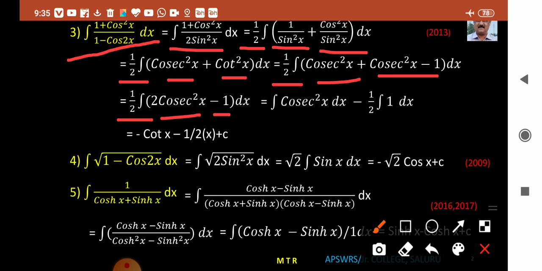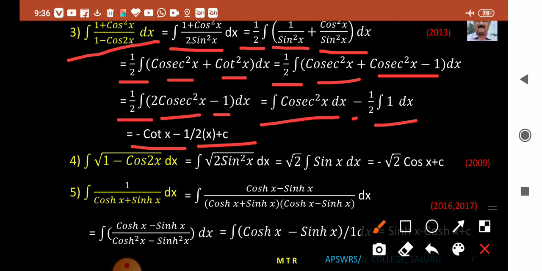This is equal to split into two integrations. 2 cancel, integral cosecant square x minus 1 by 2 into integral 1 dx. You know the integral cosecant square x is, yes, minus cot x. You put this minus as it is, you put the 1 by 2 as is. You know the integral of 1 is, yes, x, because the derivative of x is equal to 1. So integral 1 dx is equal to x. So this is equal to minus cot x minus 1 by 2 x plus c.